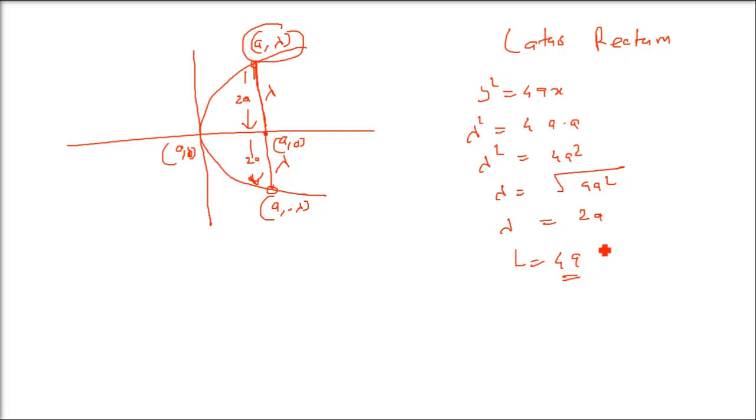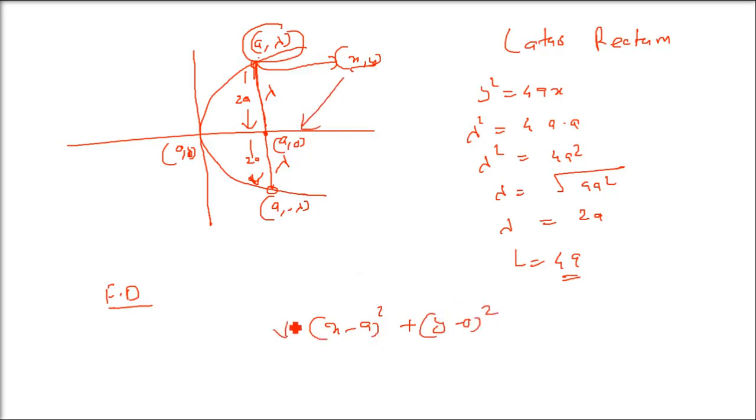One more thing will come. Any point on the parabola, what is the focal distance of this, the distance of any point from the focus? So we are taking it as x, y, we have to generalize it. So the distance of x, y from a, 0, the focus. I am not taking it as lambda now, that was just for the latus rectum. So with x, y and a, 0, I am taking the distance formula: square root of (x minus a) whole square plus (y minus 0) whole square. This is the focal length.